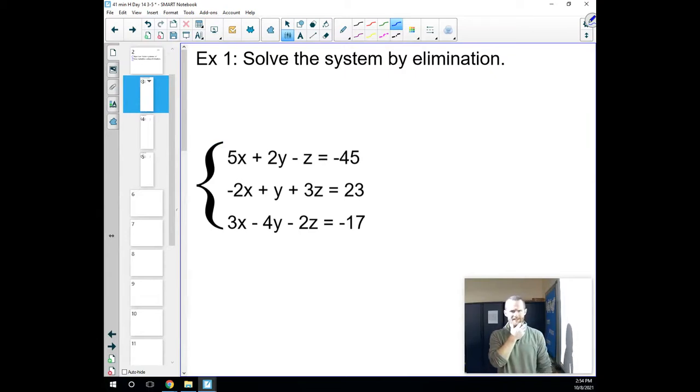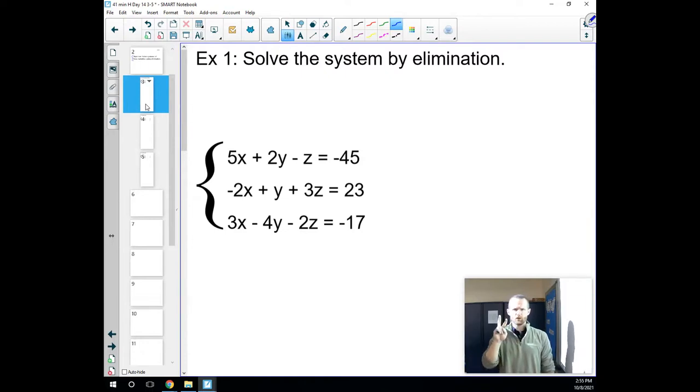We've got to solve this system by elimination. We've got 5x plus 2y minus z equals negative 45, negative 2x plus y plus 3z equals 23, and 3x minus 4y minus 2z equals negative 17. Now, what makes this one a little bit more difficult, at least for me, is it's not as clear which variable we should eliminate. Remember, that's always the first decision we have to make. What variable do we want to get rid of?